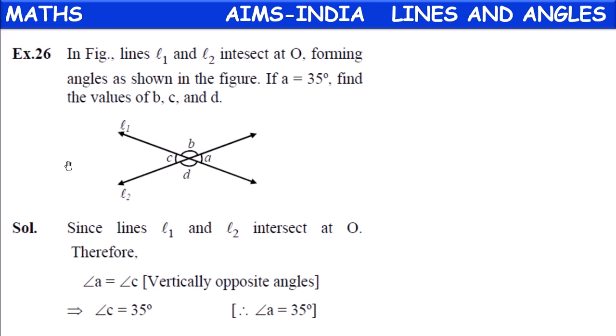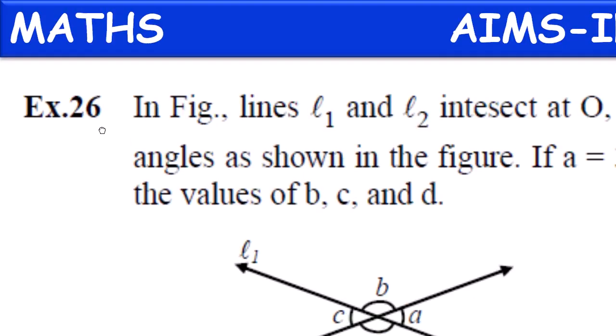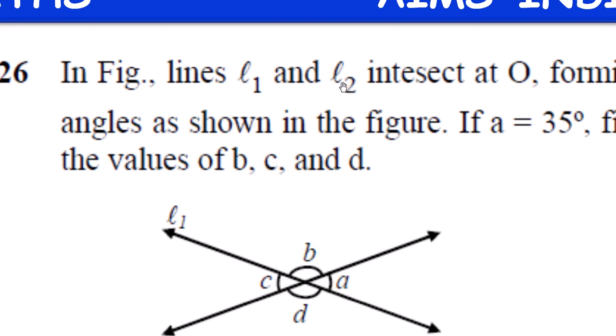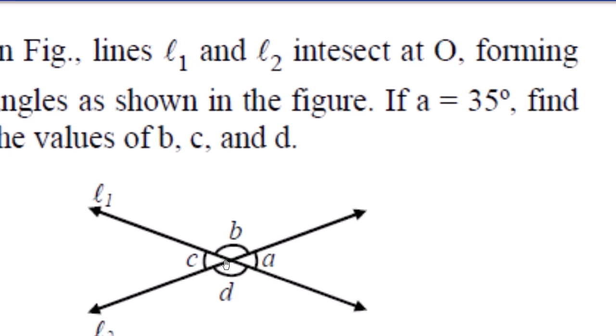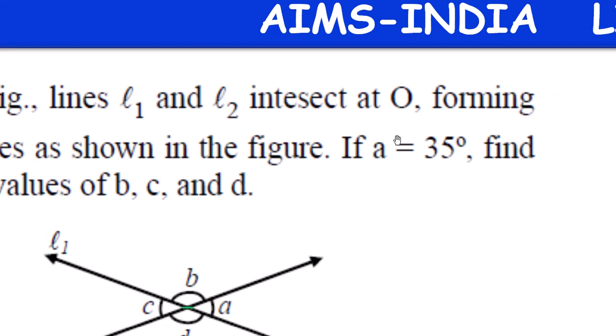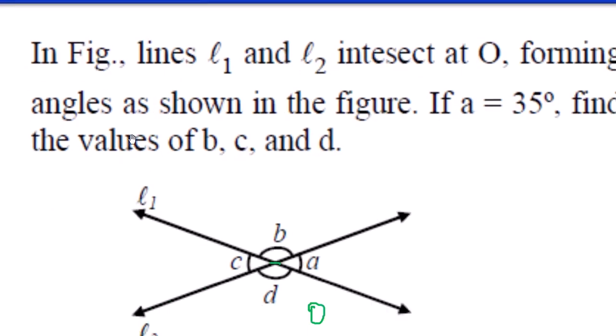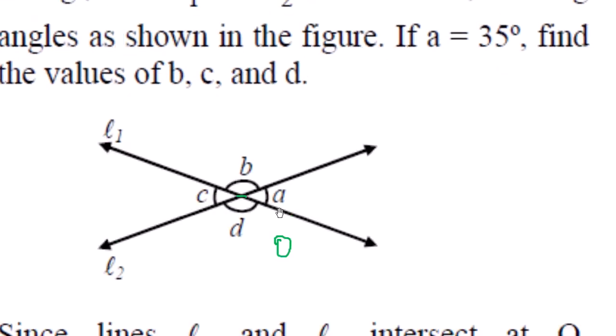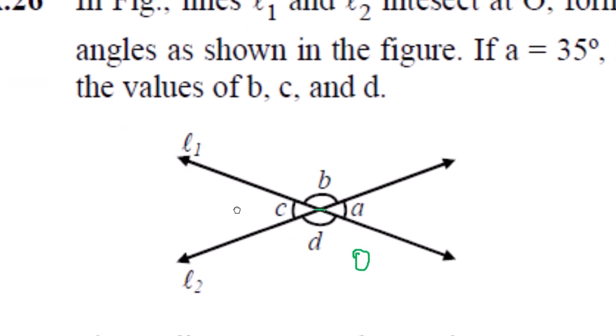Next one. In the figure, lines L1 and L2 intersect at O. Here they have not mentioned O, children. Let this middle point be O. L1 and L2 are two lines intersecting at point O, forming four angles A, B, C, D.